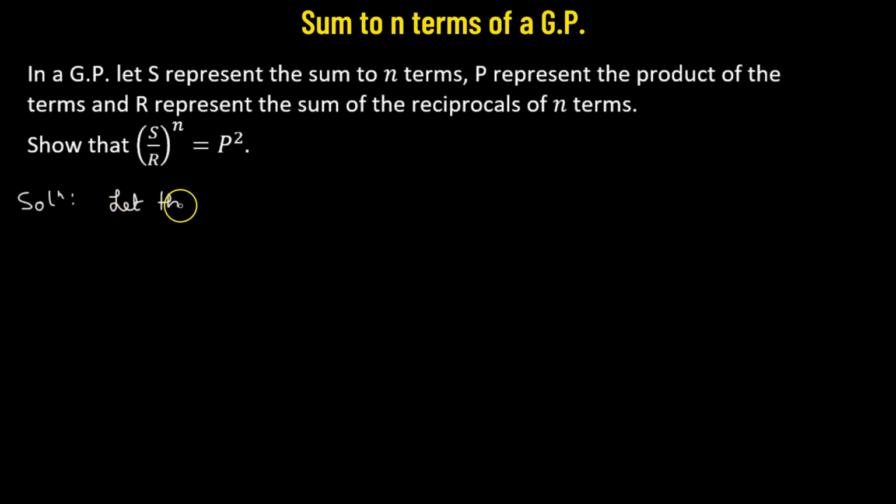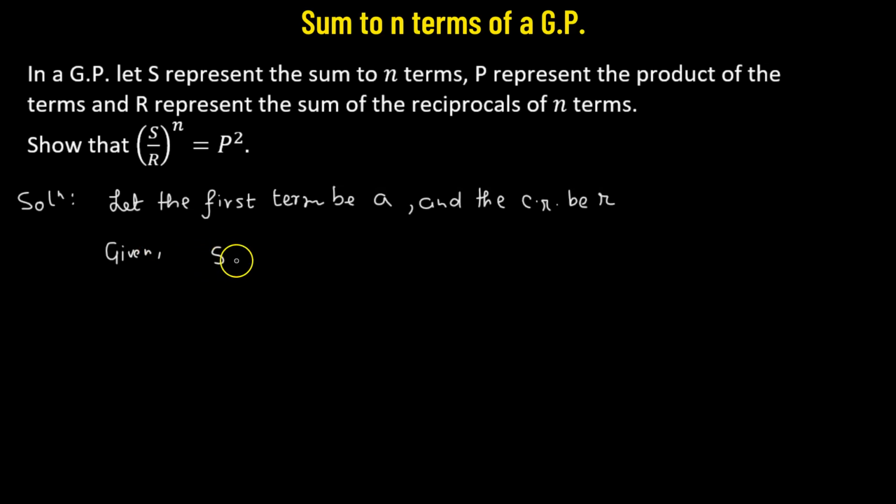So let the first term be a in lowercase, and the common ratio be represented by the letter r in lowercase. Here we are given that S represents the sum of n terms, so S will be equal to a times (r raised to the power of n minus 1) divided by (r minus 1). So this is number 1.